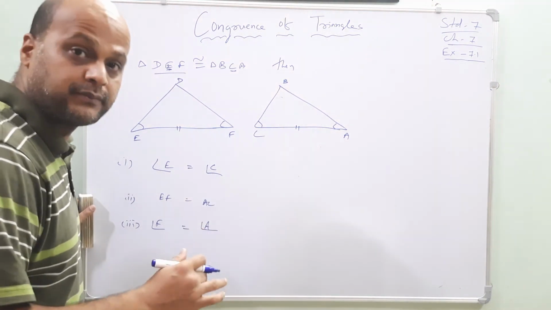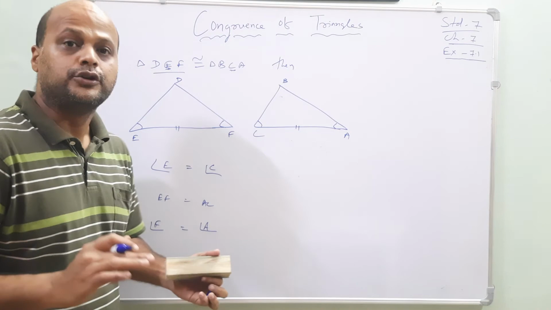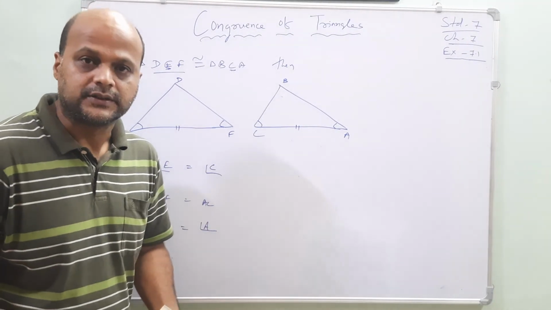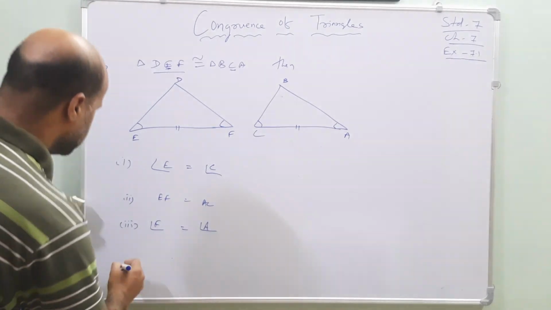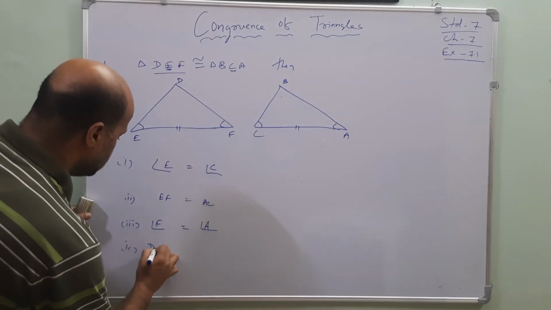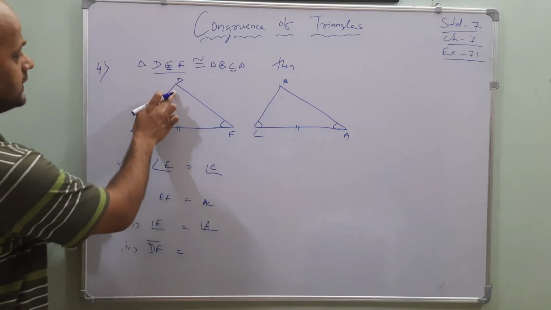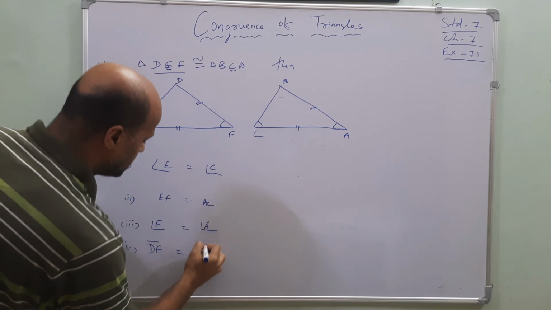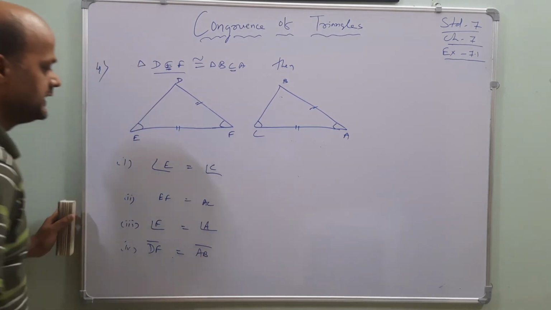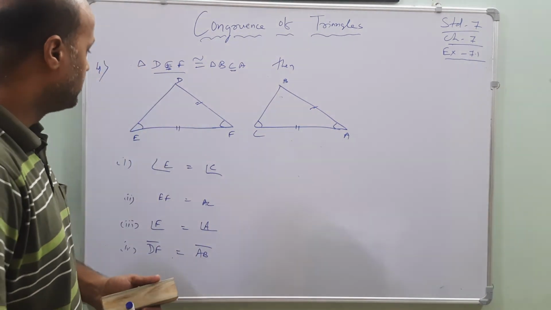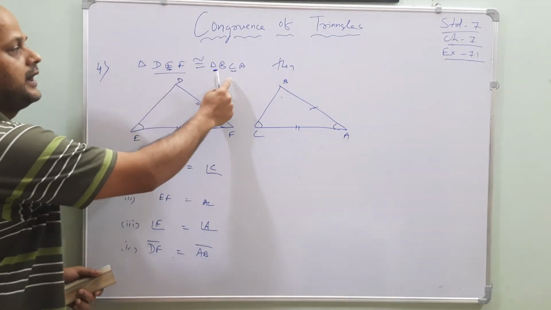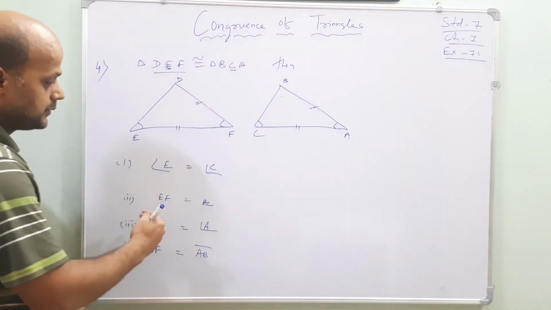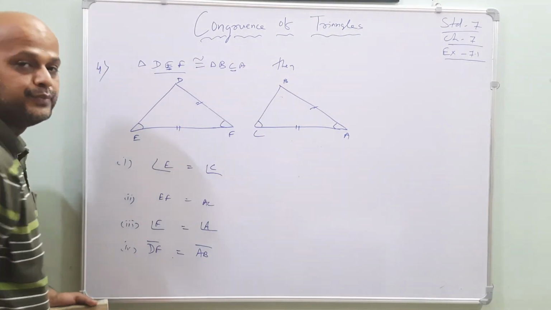Like this one, you have to write it, my dear friends. Don't make any confusion in mind. Remember the funda and do the mathematics here. The last one is DF, a line side. Where is it? Here it is. This one is equal to this one, you can write AB. So these are the congruent parts of triangle DEF and triangle BCA. The left hand side is for triangle DEF, and the right hand side is for triangle BCA.